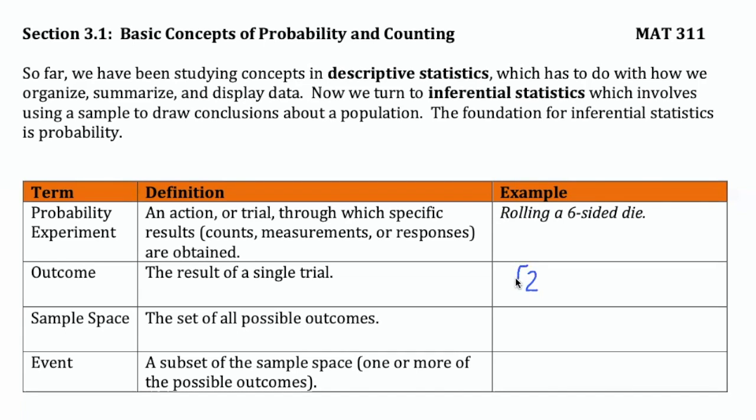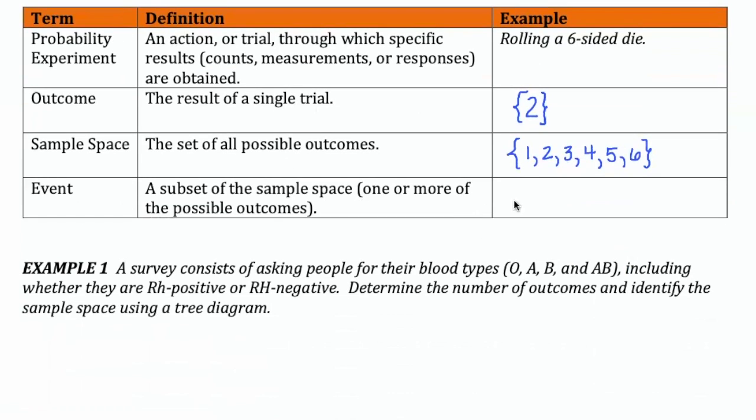And very often you'll see that put in set brackets to represent the set of outcomes. The sample space is the set of all of the possible outcomes. So for rolling a six-sided die, inside my set brackets, I would put all the possibilities. I can get a 1, 2, 3, 4, 5, and 6. And then an event is a subset of the sample space. It's one or more possible outcomes, and it's the specific thing that you're looking to happen. So, for example, an event could be rolling a 5.